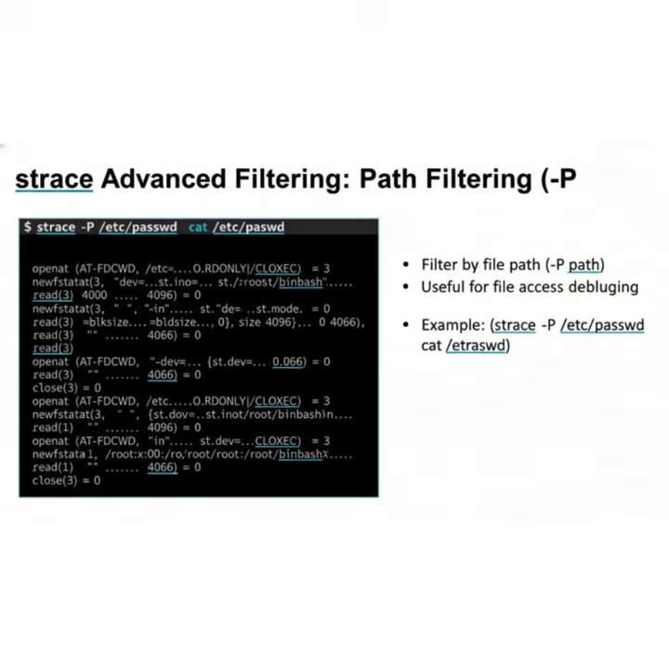Debugging file access issues can be particularly challenging, especially in applications that interact with many files. The -P option in strace provides a powerful way to filter system calls based on the file path they operate on. By specifying strace -P path_to_specific_file command, strace will only show system calls that access the specified file or directory. This is incredibly useful if you suspect a permissions problem, an incorrect file path being used, or an unexpected read-write operation on a specific resource.